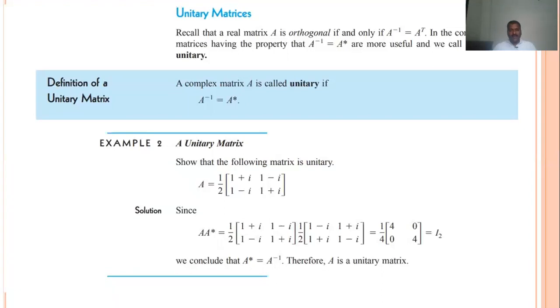Unitary matrices and orthogonal matrices, they play an important role in future. And the column vectors, they will be mutually orthogonal, and they're of unit magnitude. And the determinant of an orthogonal matrix, and for that matter a unitary matrix, is equal to plus or minus 1. These are the properties we make use of in future.